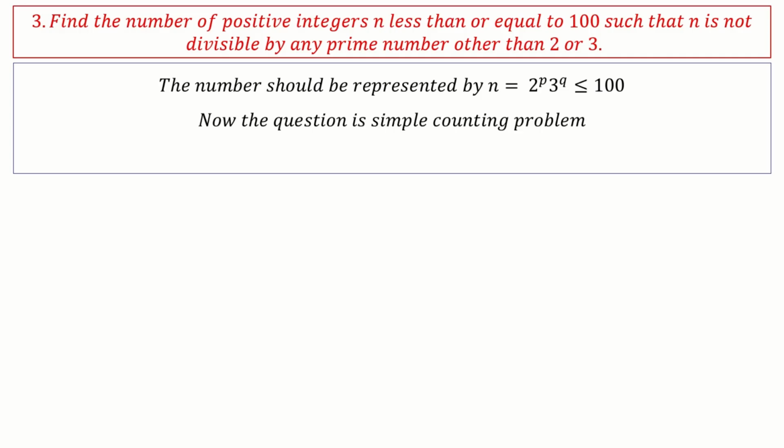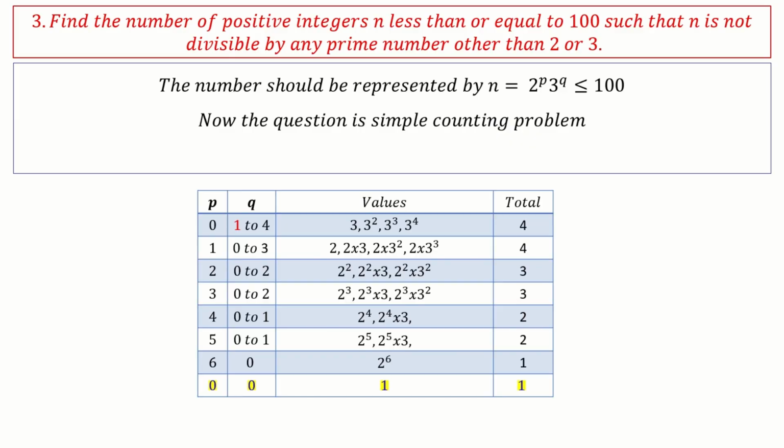Okay. So now the question is simple. We have to just do the counting problem. So let's see the table: p, q, then what are the values possible, and then what is the total number of possible values. Okay. So let's take p as 0. Okay, we will run on p actually. p as 0.